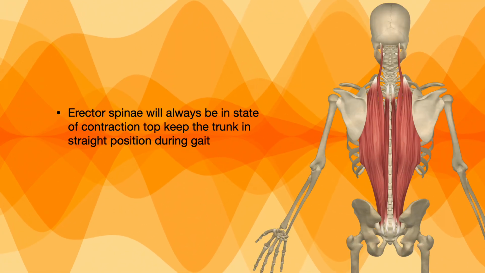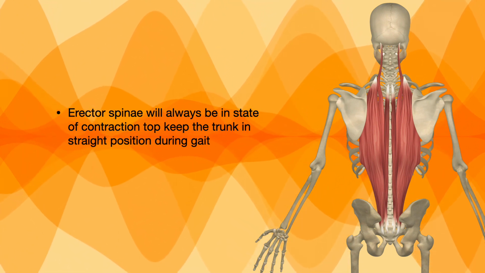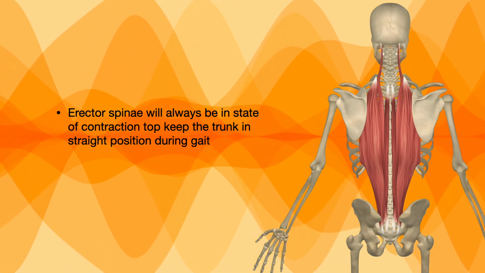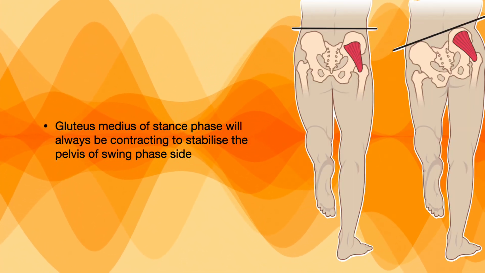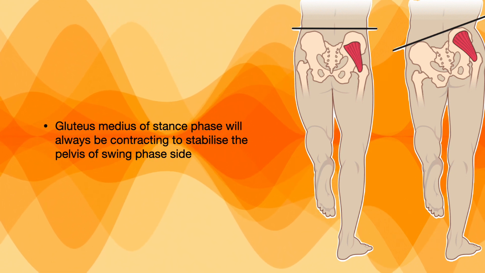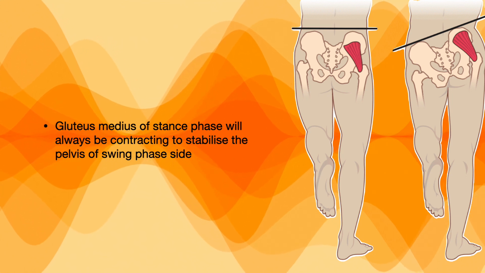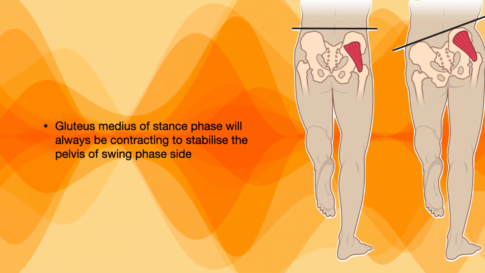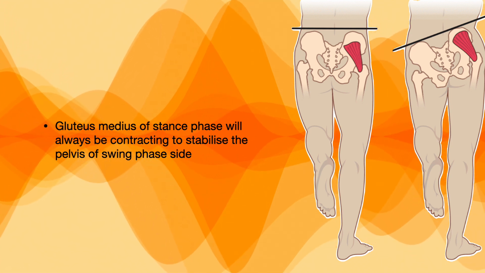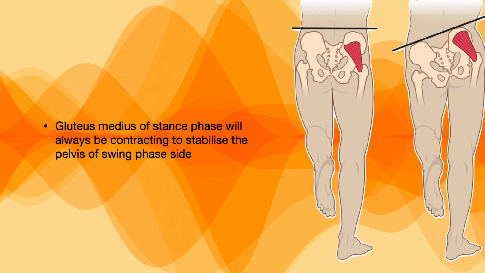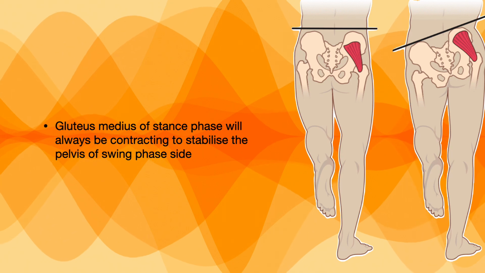So let's now start with the gait cycle. The erector spinae muscle will always be in a state of contraction to keep the trunk in a straight position during the gait cycle. Similarly, the gluteus medius muscle will be active when the opposite side is in swing phase. Why? Because this muscle will stabilize the pelvis. When the leg is in swing phase, the pelvis will tend to fall with gravity, but the opposite side gluteus medius muscle will stabilize the pelvis. So it will be active during the swing phase of the other leg.